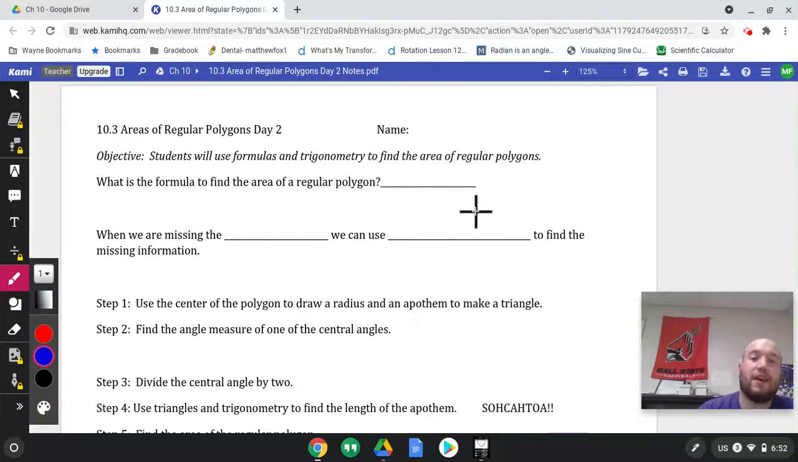Good morning and welcome back. Today we are going to continue with 10.3, finding the areas of regular polygons.